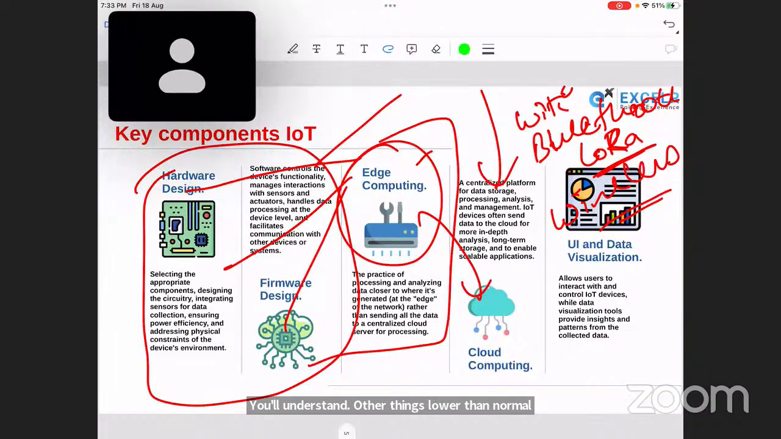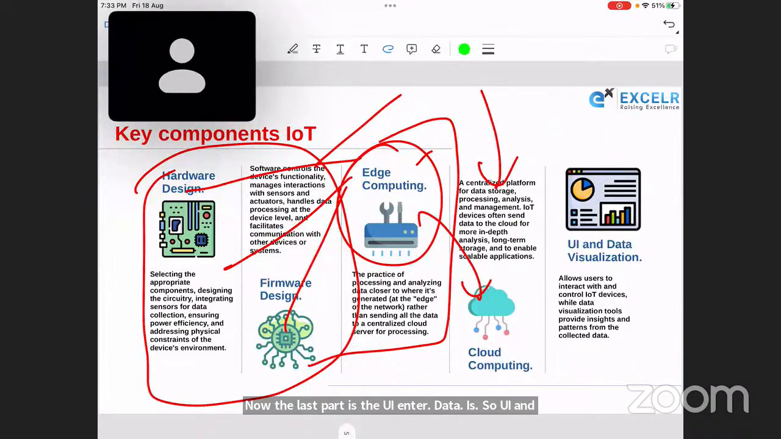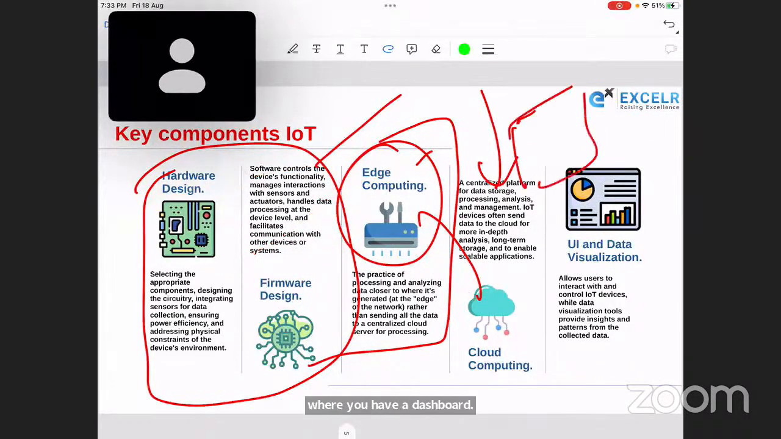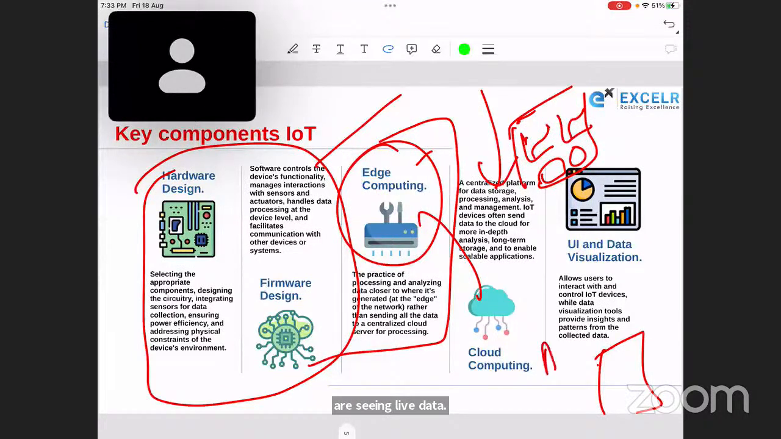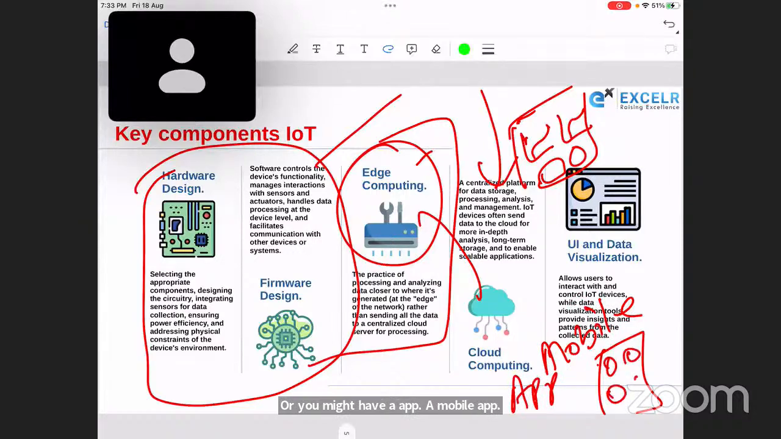Now the last part is the UI and the data visualization. UI and data visualization can be in many ways. You can have a website where you have a dashboard, where you are seeing live data like this. Or you might have a mobile app, which will showcase the sensor data and maybe send you notifications.